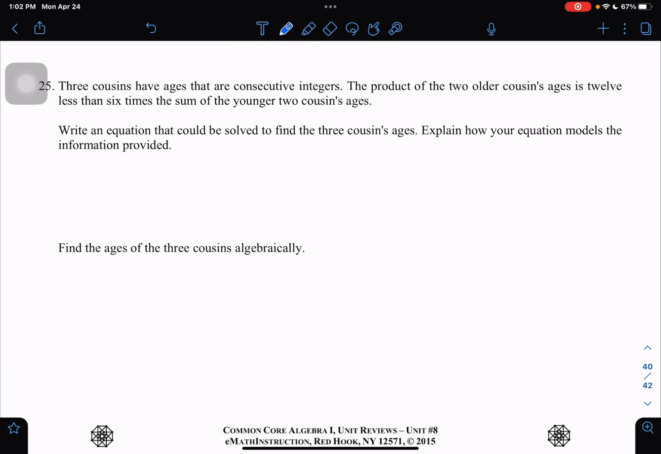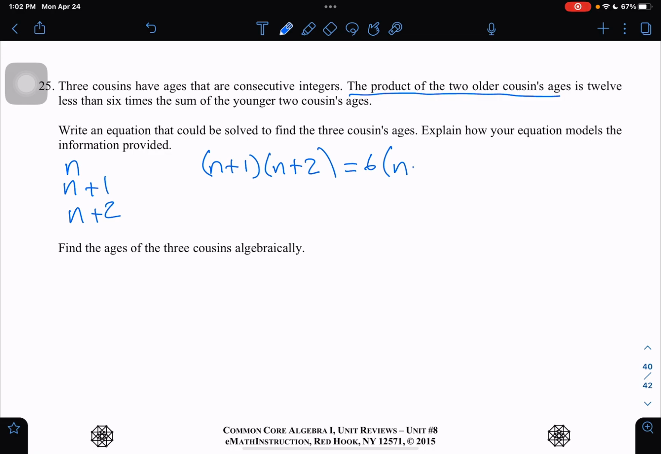All right, I think we're going to give something not as complex as this one tomorrow, but we represent 3 consecutive integers as n, n plus 1, and n plus 2. All right, it says the product of the 2 older cousins. So that's, product means to multiply. That's the 2 older ones, is 12 less than 6 times the sum of the younger ones. So that's n plus 1 plus n, the 2 younger ones. And it's 12 less, minus 12.